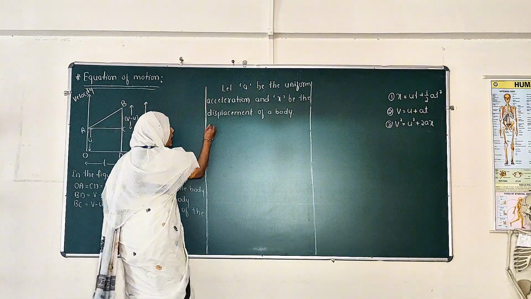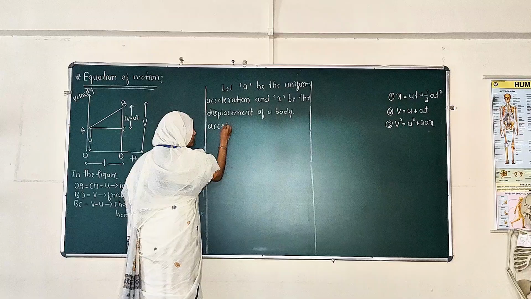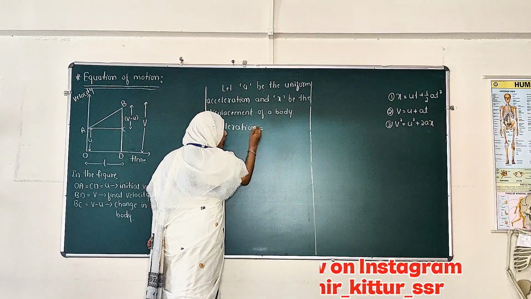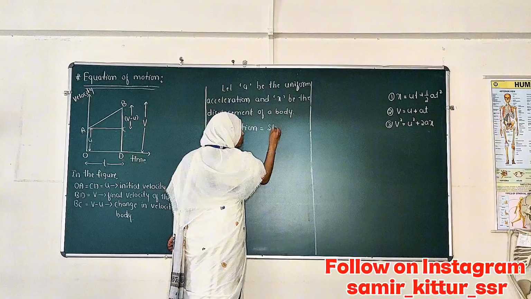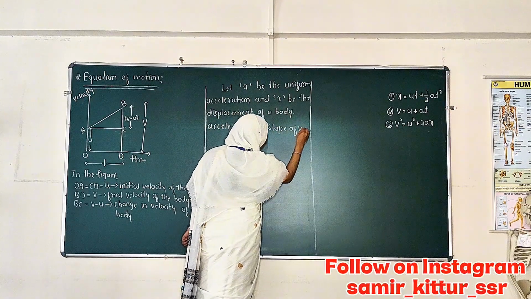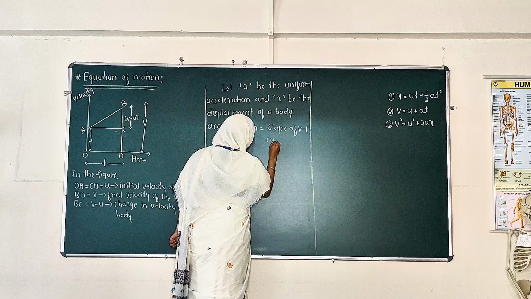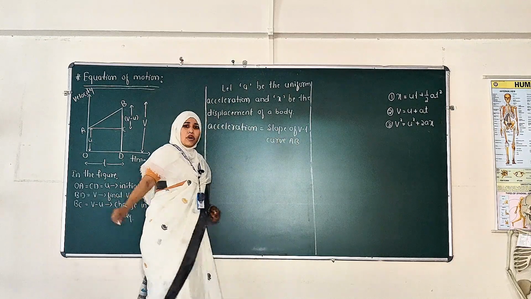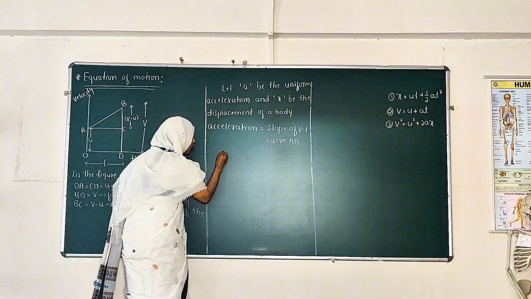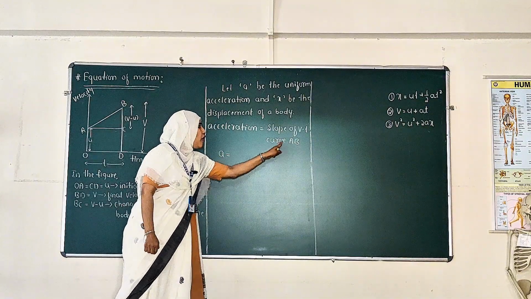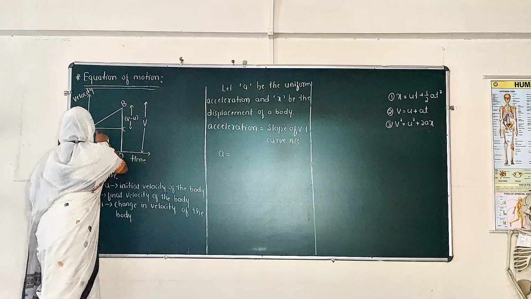Now take acceleration is equal to slope of VT curve AB. What is the symbol for acceleration? The symbol for acceleration is taken as A. A is equal to slope of VT curve AB. This is the curve AB.